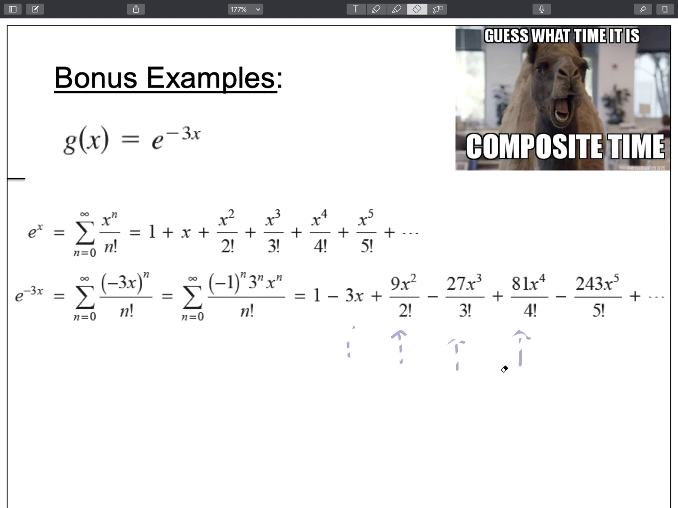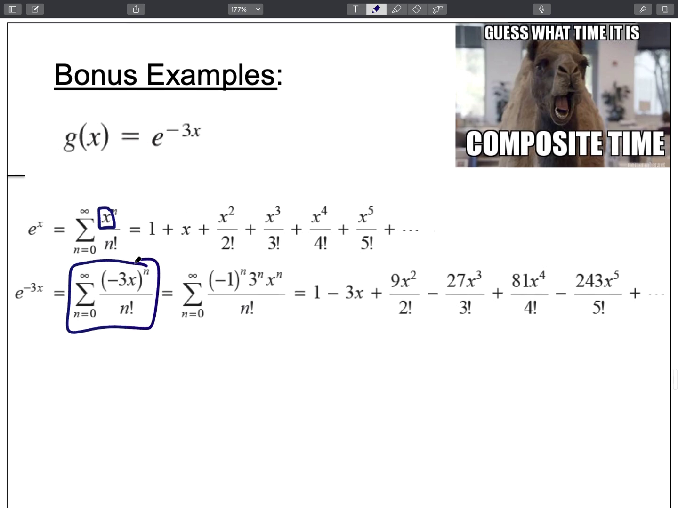If you're interested in the generic term, you could also write the generic term down. So if I took that x and replaced it with negative 3x, the book even does one better and shows how to break that up into the pieces. Since you have negative times 3 times x, that's basically like negative 1 to the nth power times 3 to the nth power times x to the nth power. Okay, so that's the first one.